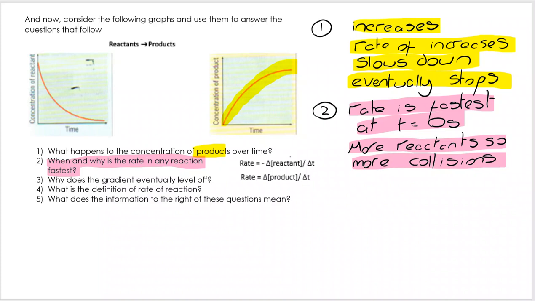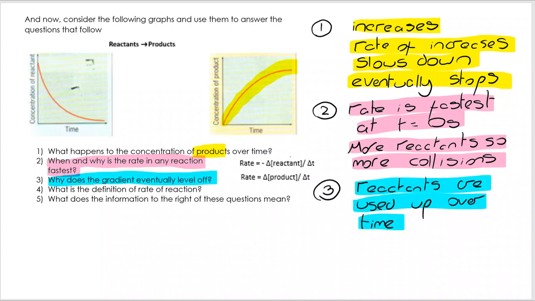And as we use up the reactants, and this is going on to question 3 now, the reactants are used up over time, and that means there are fewer collisions. And if there are fewer collisions, that means there are fewer successful collisions, which means the rate begins to slow.